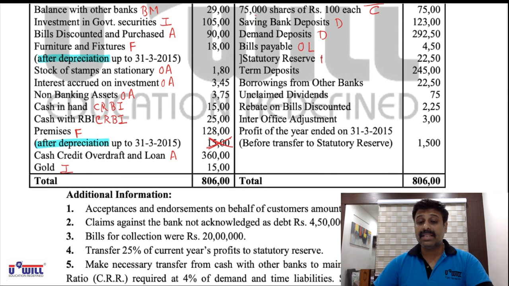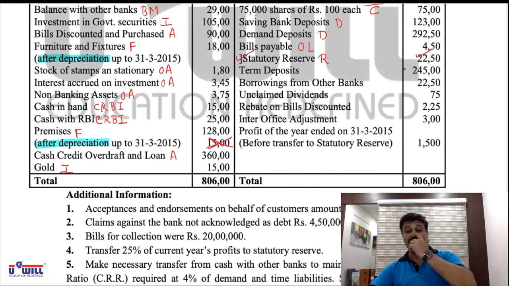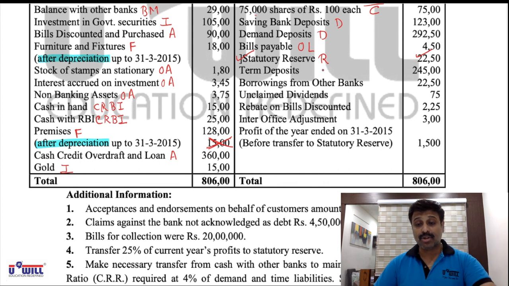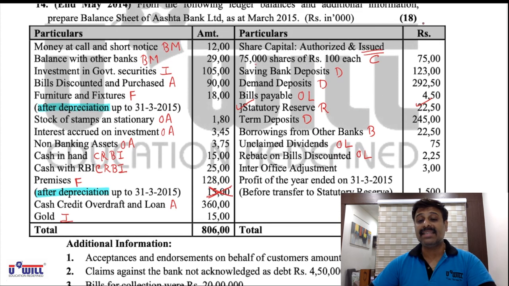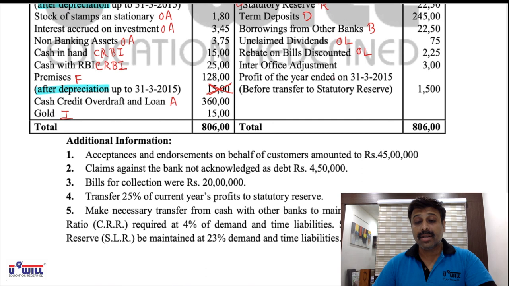Statutory reserve, reserves and surplus R. Tick on that, you'll show it in inner column, because current year's profits, 25% is to be transferred to statutory reserve. Term deposits, deposits D. Borrowings from other banks, B. Unclaimed dividend, other liabilities and provisions, OL. Rebate on bills discounted, other liabilities and provisions, OL. Inter-office adjustment, it is given in credit side of trial balance, so I made you write it in the notes when we discuss the format schedules in detail, that if inter-office adjustment is credit balance, other liabilities, debit balance, then other assets. This is in credit balance, so other liabilities.